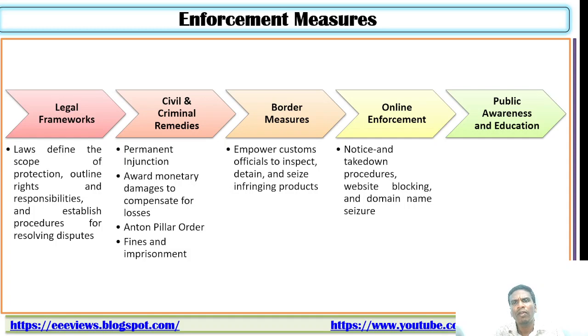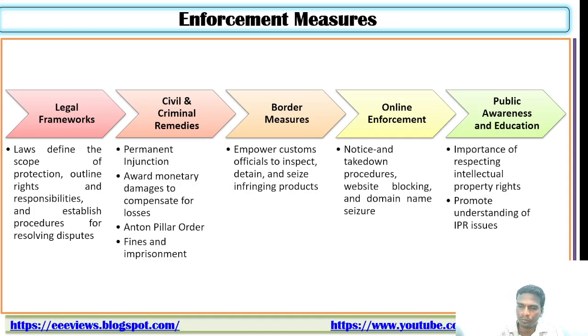They will be mainly focusing on awareness giving and the improvements that happen. A lot of awareness programs are also conducted by the government, such as IPR quizzes, online workshops, and offline workshops. More of them are promoted by the government to spread awareness of intellectual property rights. These are the enforcement measures we can take.